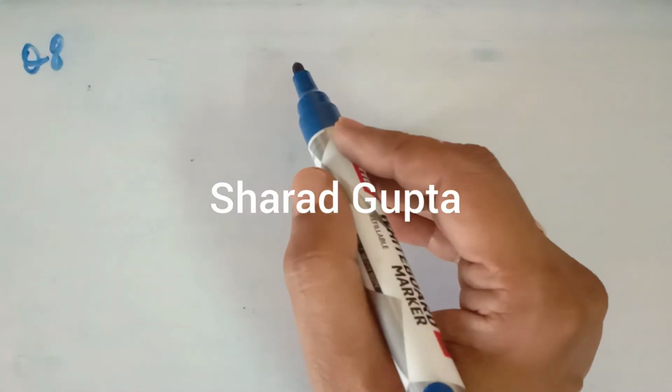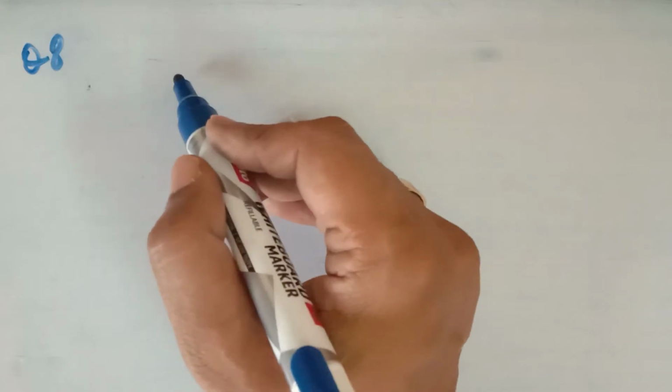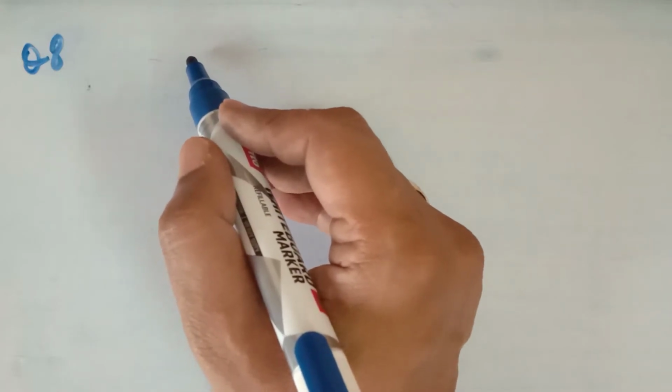Hello, this is lecture number 11 for the chapter Vectors. In the last lecture, we were discussing the miscellaneous exercise and we have done up to question number 7.